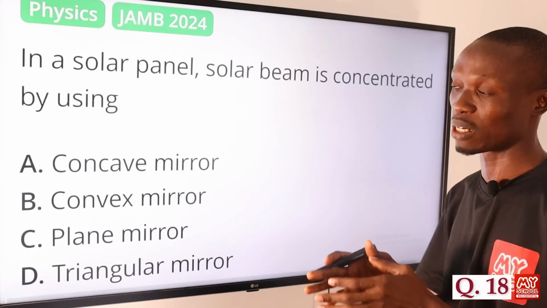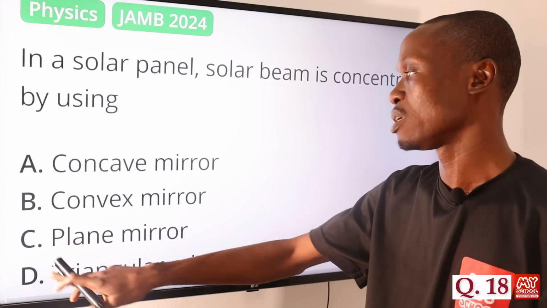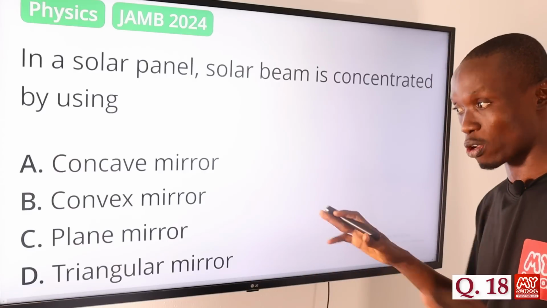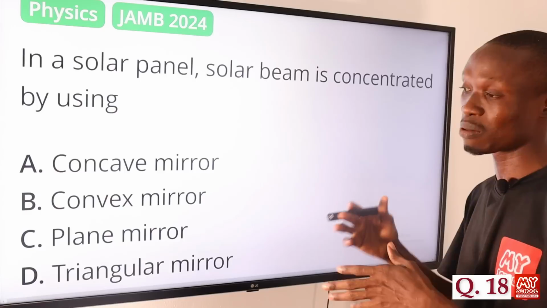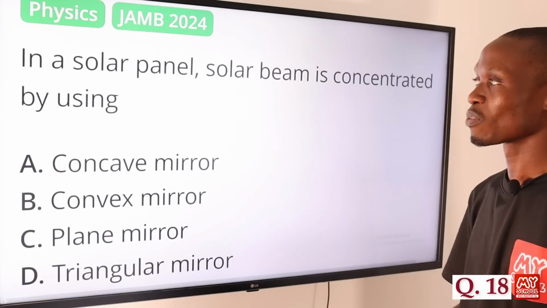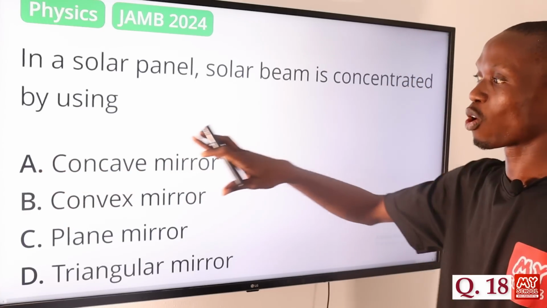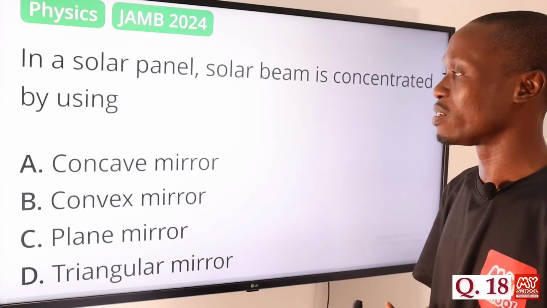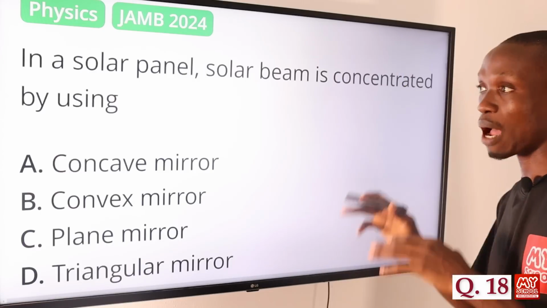Option B, convex mirror, actually diverges light rays. For C, plane mirror only reflects light rays without focusing them. While for option D, triangular mirror is the same thing as a glass prism. So the answer to this question is option A. Why? Because the concave mirror is used to focus light rays onto a single point, making it suitable for concentrating solar beams onto solar panels.